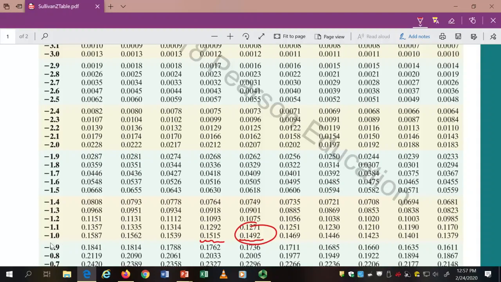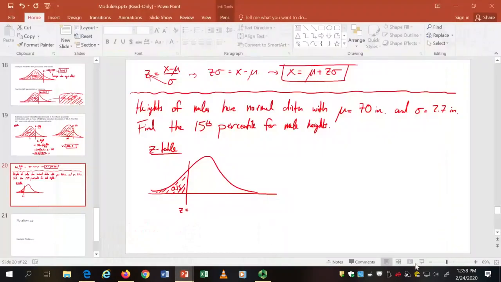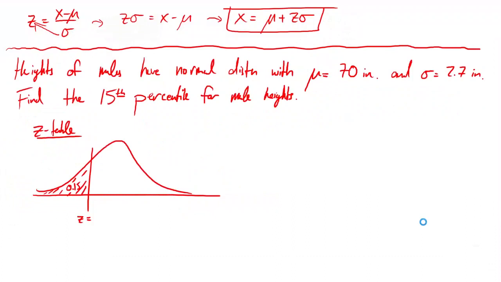And it's a z-score of negative 0.001234, so negative 1.04. That'd be your z-score. So negative 1.04. That's the z-score we need.